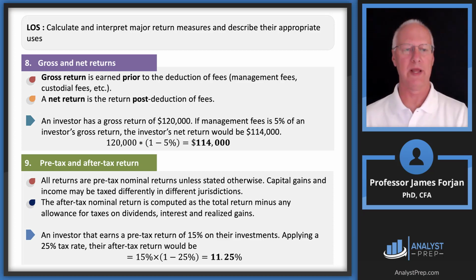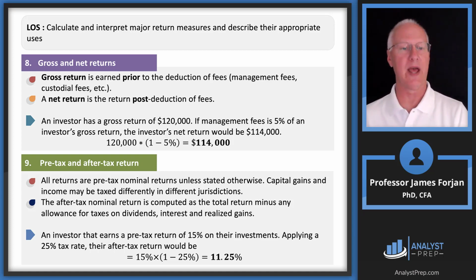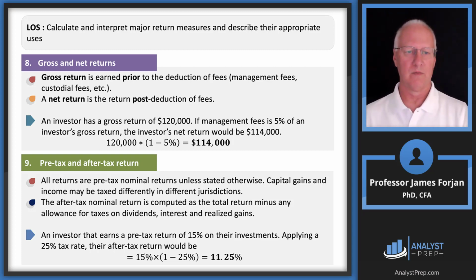How about gross, net, pre-tax and after-tax returns? These are just super simple calculations. Of course, gross and net returns are appropriate for some managed portfolio like a mutual fund or a hedge fund. And then pre-tax and after-tax returns are relevant for all of us. The easiest way to do this is to net your total return or gross return by either the management fees, custodian fees, or the tax rate.